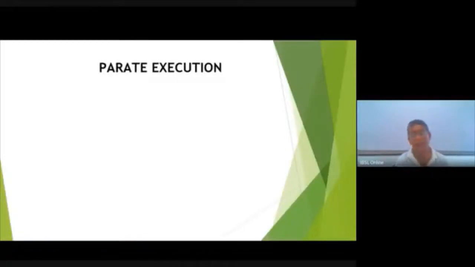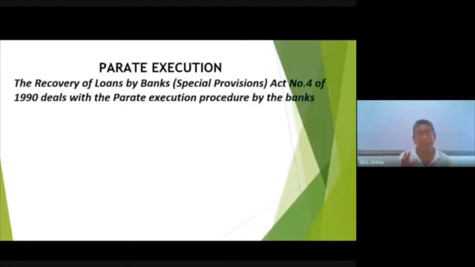Okay, the first one is what you call parate execution, right? I think most of you may be aware of parate execution. That is the Recovery of Loans by Banks (Special Provisions) Act number 4 of 1990. That act deals with the parate execution procedure by banks. What do you mean by parate? Parate means an immediate sale, right? It's called an immediate sale, right? What do you mean by parate? It is an immediate sale, right?